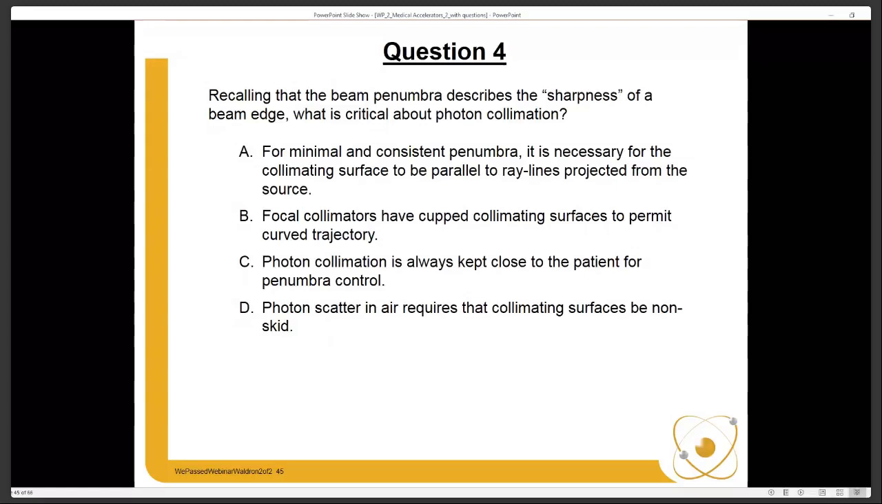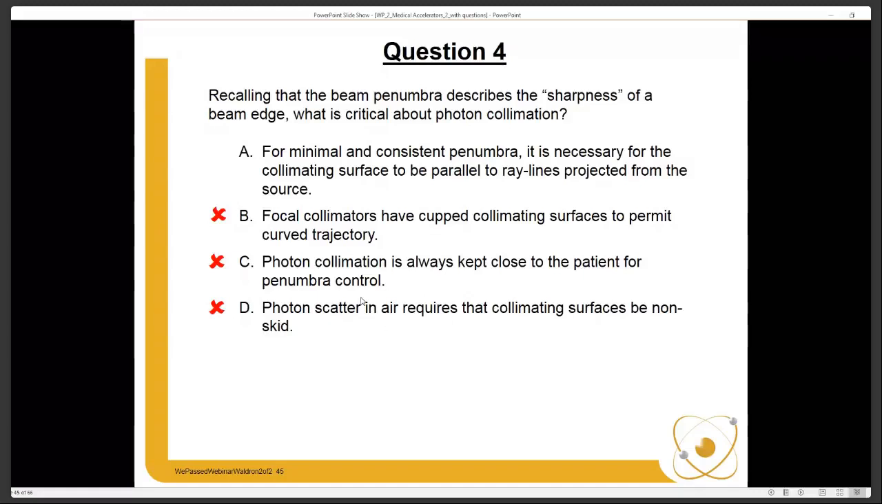All right, let's go then. And as before, 2 of them are silly, and of course 1 is correct, and then 1 is slightly ambiguous. So, focal collimators have cupped collimating surfaces to permit curved trajectory. That's not it. Photon collimation is always kept close to the patient for penumbra control. Not true. That's the ambiguous one. Yes, the closer it is to the patient, the smaller the penumbra will be, but we cannot use the word always there. Photon scatter in air requires collimating surfaces be non-skid.